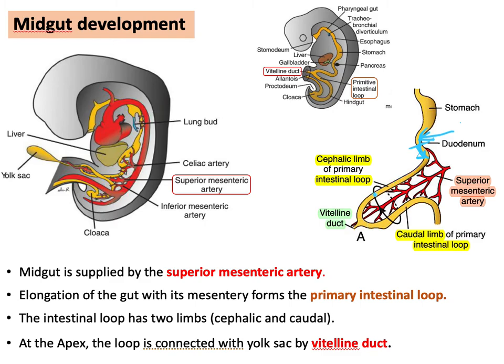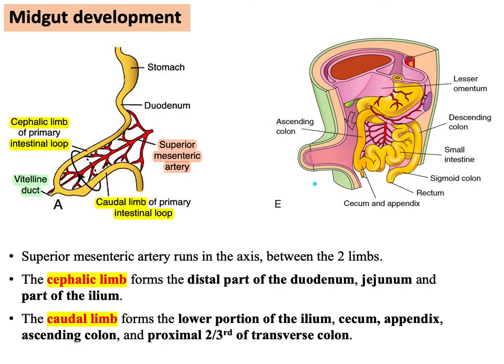The first one, or superior one, is the cephalic, and this one is the caudal. So you have one up and one down, the cephalic and caudal limb of the primary intestinal loop. As I mentioned, the apex of this primary intestinal loop is connected with the yolk sac through the vitelline duct, or what we call the omphalomesenteric duct. Now, okay, this is the primary intestinal loop. That's, of course, the midgut, right?